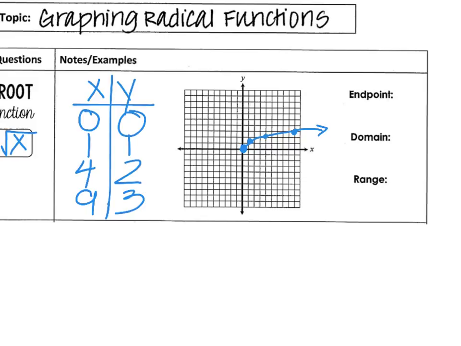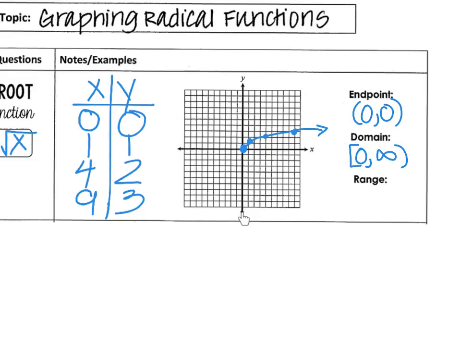All right, so in order to label this, our endpoint, we know it's starting at 0, 0, so that would be our endpoint, this point right here. The domain, looking left to right, we know that it starts at 0 and it goes forever in the positive direction. So it goes from 0 to infinity. Our domain would be including 0 to infinity. That's why we use a bracket, because we're including 0.